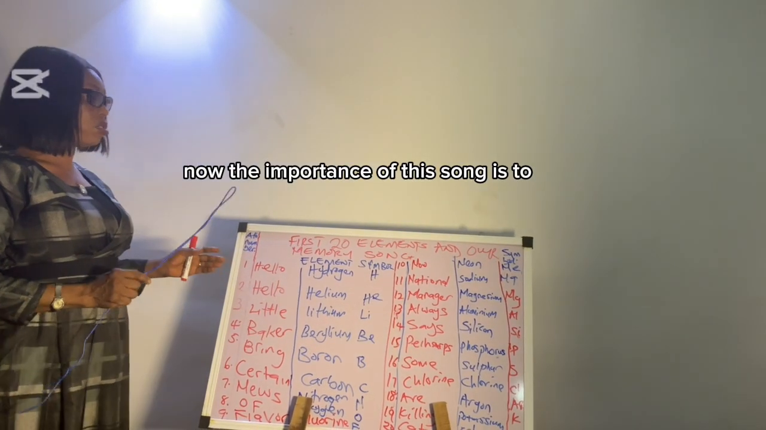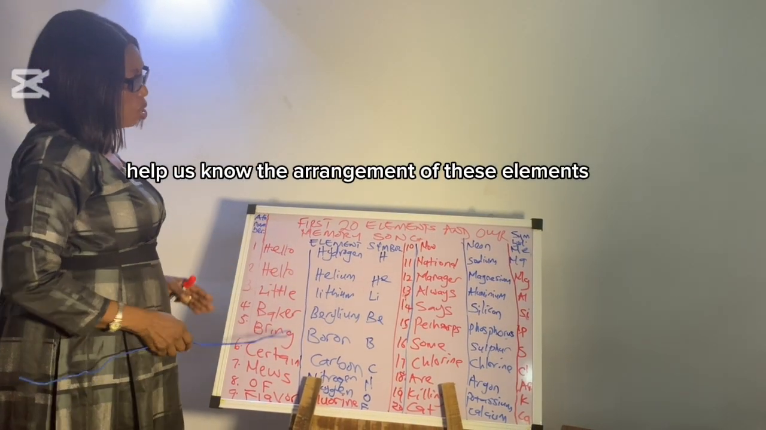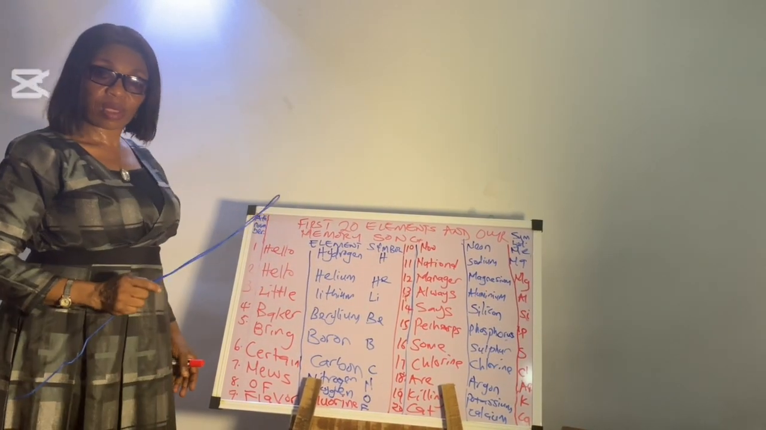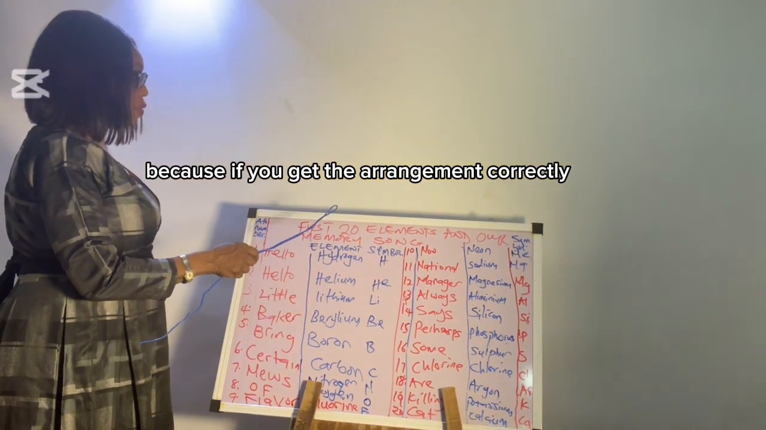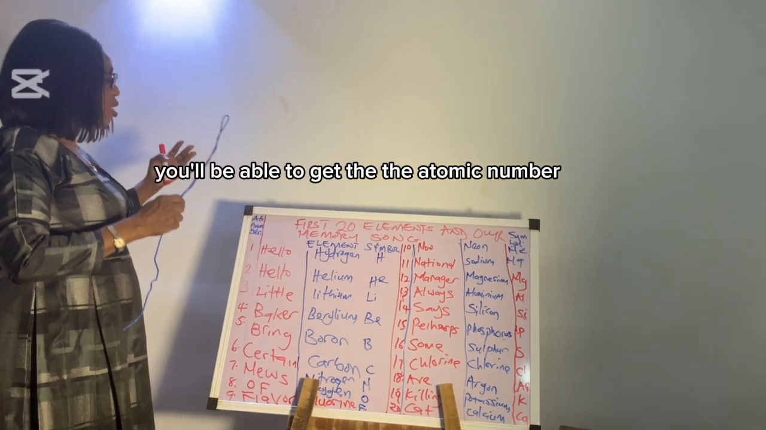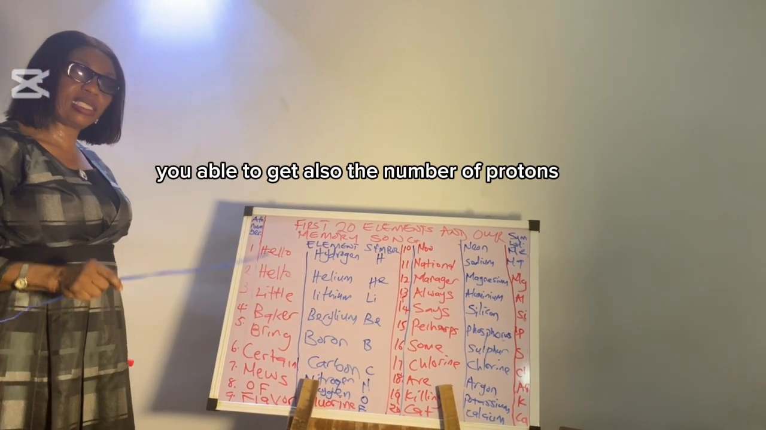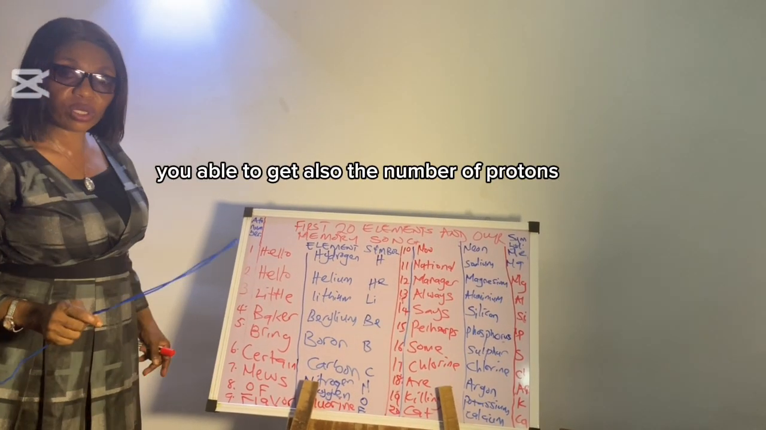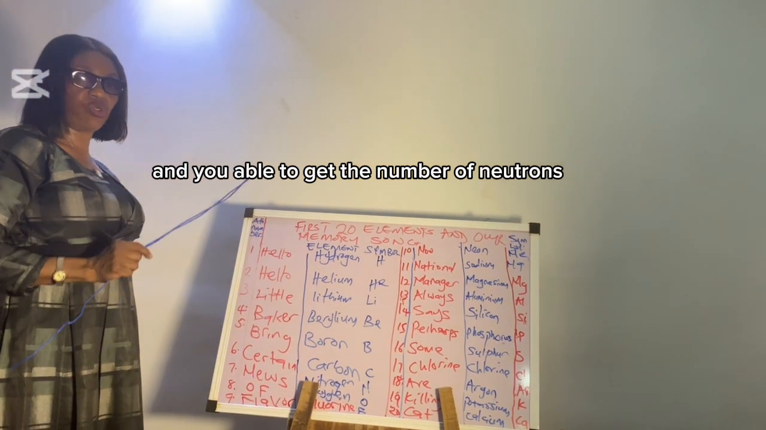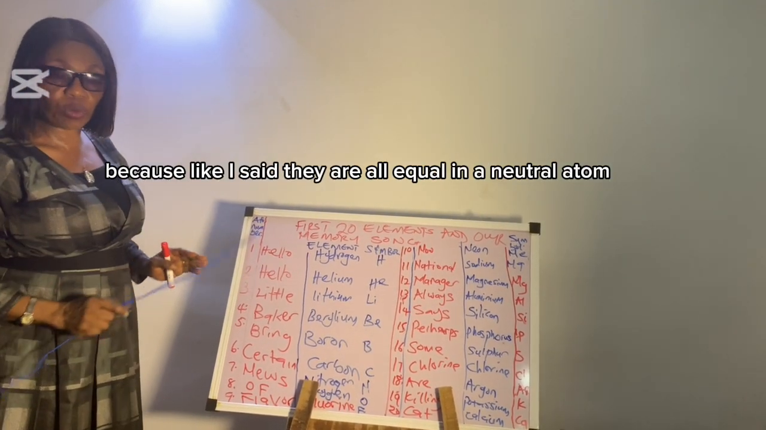Now, the importance of this song is to help us know the arrangement of these elements, because if you get the arrangement correctly, you'll be able to get the atomic number. Not only the atomic number, you'll also be able to get the number of protons and the number of neutrons, because like I said, they are all equal in a neutral atom.